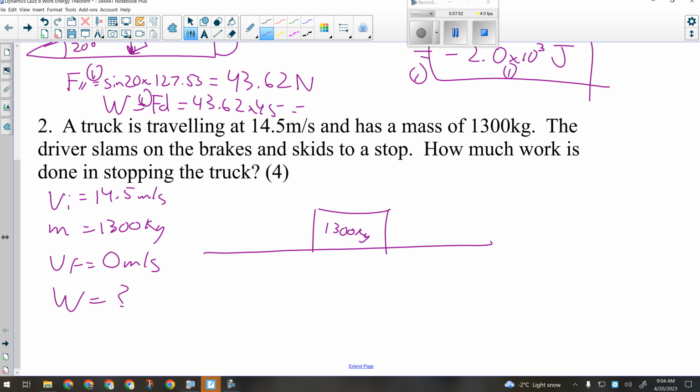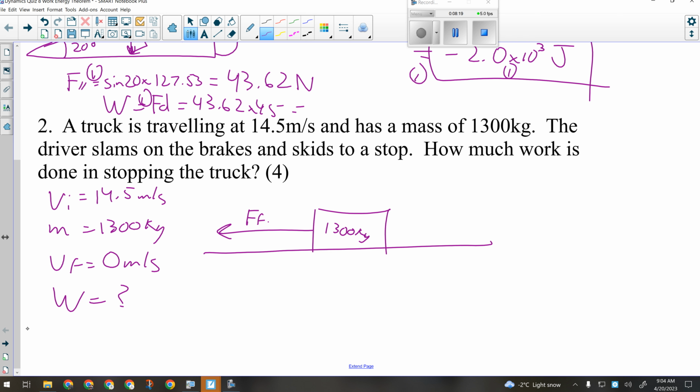What's the only force acting on this truck? Friction. I can't really use my free body diagram to help me here because I didn't give you mu for this question, which makes it impossible to calculate the force of friction. Actually, you could do it as a Newton's second law question, so I'll show you that method as well.